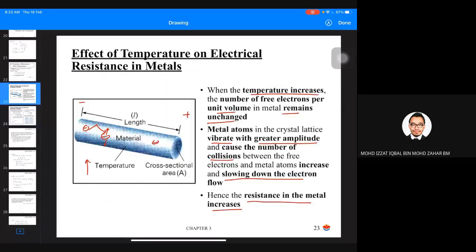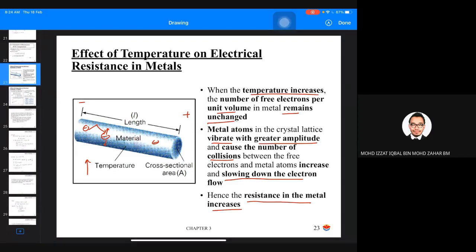Okay, ada soalan tak so far about the reason why when temperature increases, resistance increases? Okay, this is the basic concept of the effects of temperature. So in your learning outcome, you need to understand this one. Dia tak complicated pun, dia simple je. Just that ada few points yang penting lah yang kamu kena tahu. And if the question asks you to state those points, you should be able to state.